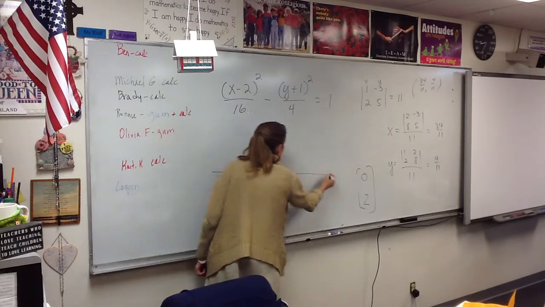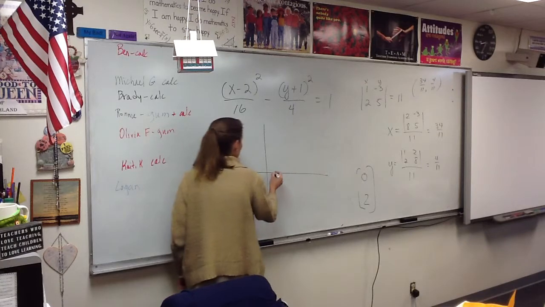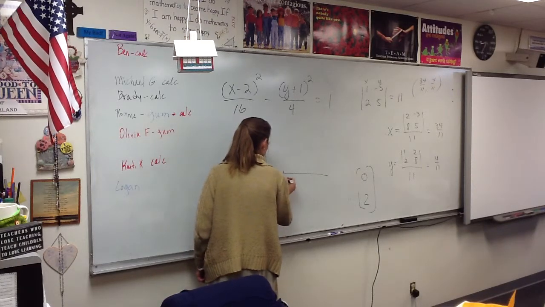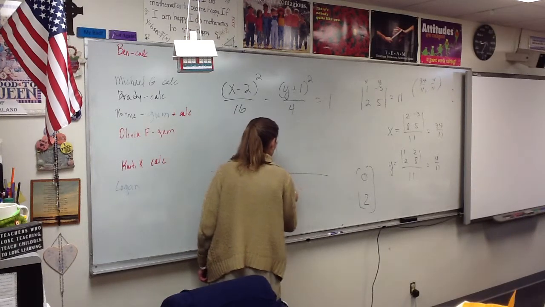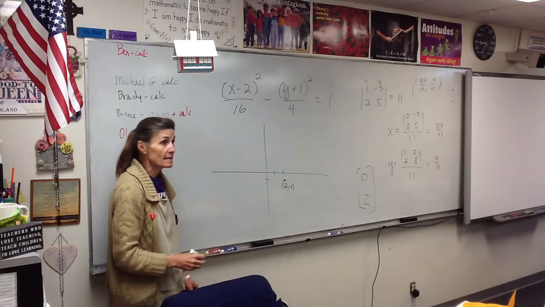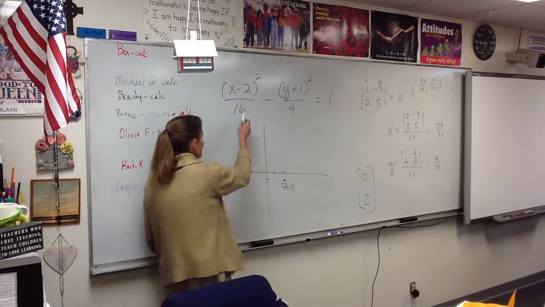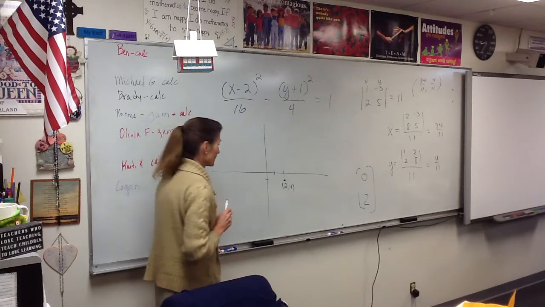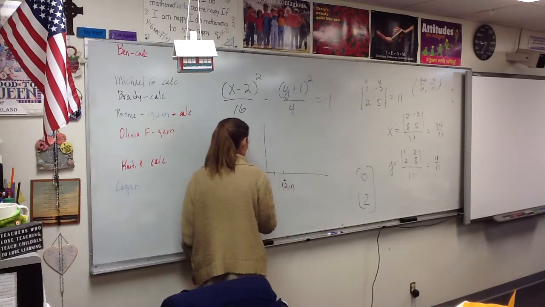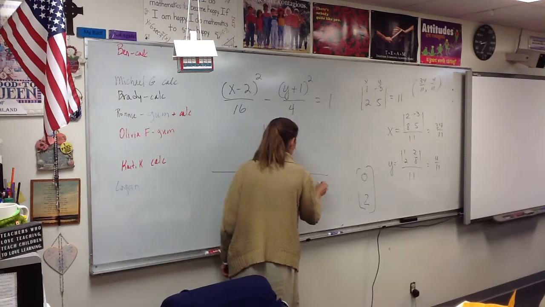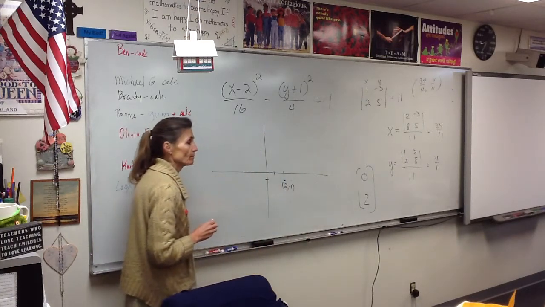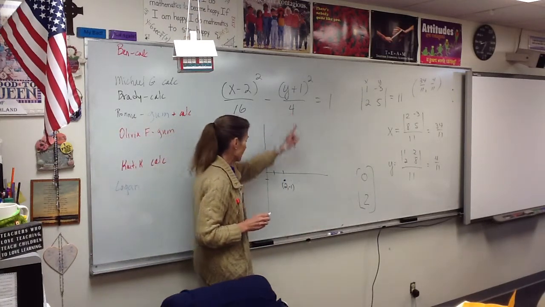Where's my center? 2, -1. So my center is at 2, -1. So where it says C, that's center, 2, -1. Now, what does that 16 tell me to do? Right and left 4. So that's what I'm doing now. I'm counting right and left 4. And then I'm going to count up and down 2.